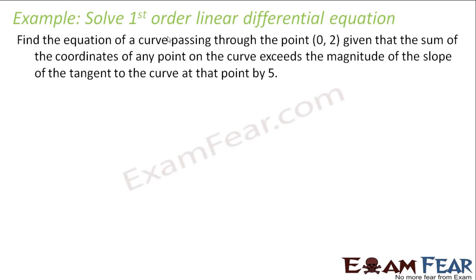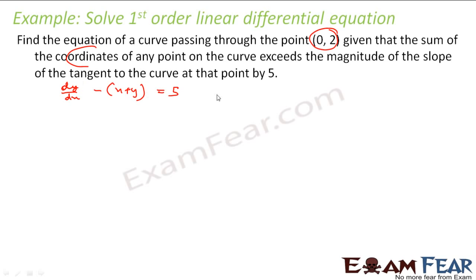Again, to find the equation of the curve passing through point 0, 2. The question says the sum of the coordinates at any point of the curve exceeds the magnitude of the slope of the tangent of the curve at that point by pi. That means the question says that if you have dy by dx, the slope of the curve, and you have the sum x plus y, this exceeds this by pi. Correct? Sorry, it's the other way around actually.